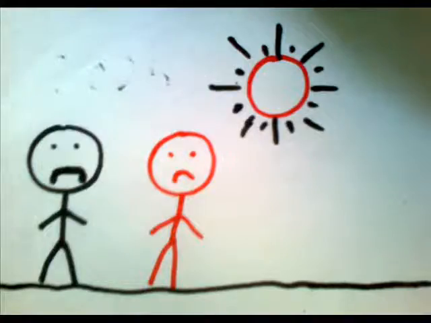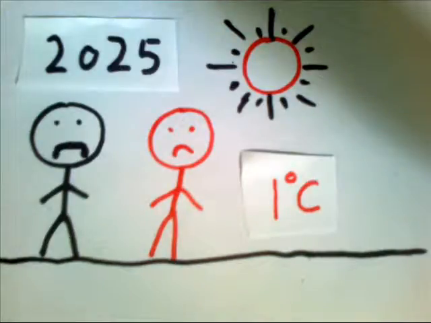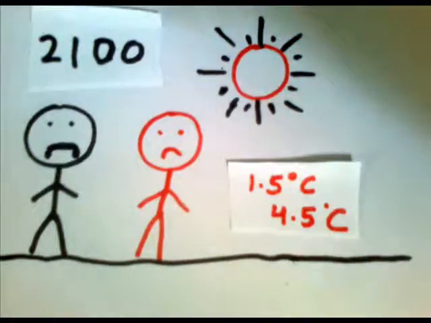Now Ritesh, let me tell you about the problems that we are facing due to this greenhouse effect. The temperature of our planet is rising day by day. By the year 2025, the temperature of the earth is expected to rise by 1 degree centigrade, and by the end of 2100 the temperature of earth is expected to rise by 1.5 degree centigrade to 4.5 degree centigrade.